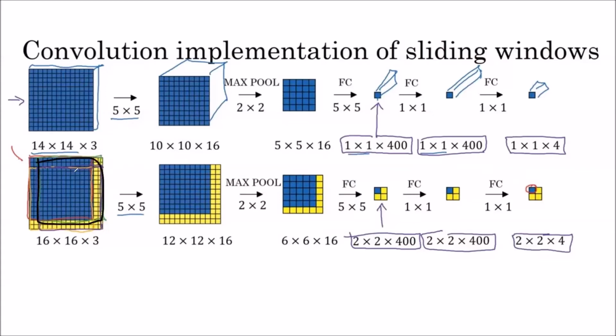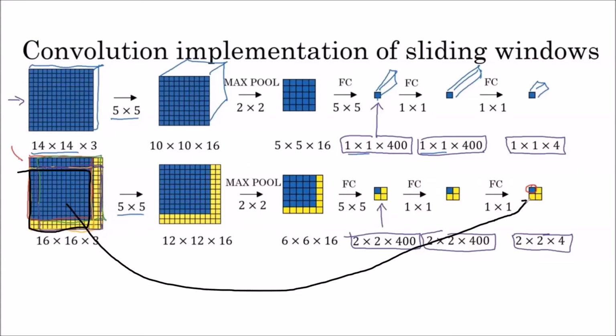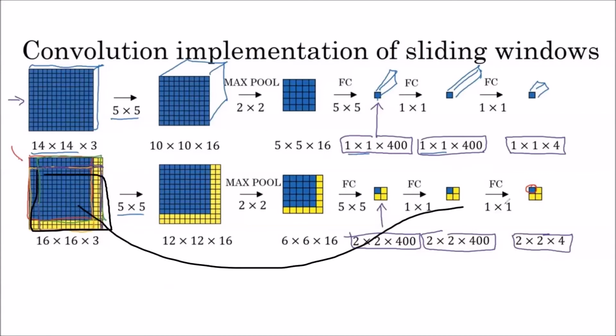And the output due to this image is represented with the right top corner. Similarly, we have strided two columns below, and the output due to this image is the left bottom corner, this one. And similarly, we have strided, and this is the output due to this image, which is the right bottom corner.